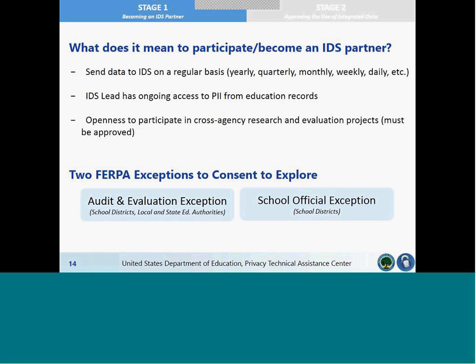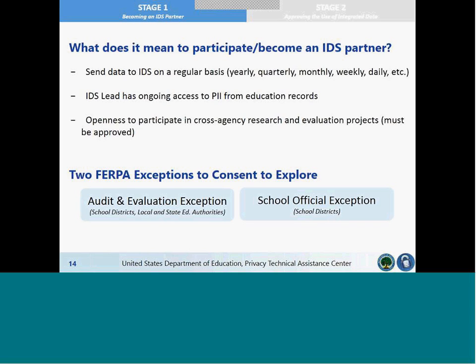Another thing that participation in an IDS means is that there is going to be some entity that is managing that system who will have ongoing access to either fully identifiable or semi-identifiable education records and the fully identifiable or semi-identifiable data from those other agencies as well. And then participation in the IDS means a general openness to engage in multi-agency or cross-agency research and evaluation. Individual projects must be approved and must be permissible under all of those relevant laws, but the purpose of an integrated data system is to engage in cross-agency evaluations where you're looking at the relative impact of multiple factors from multiple data sources.